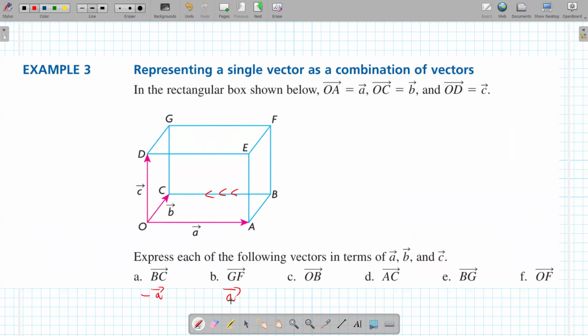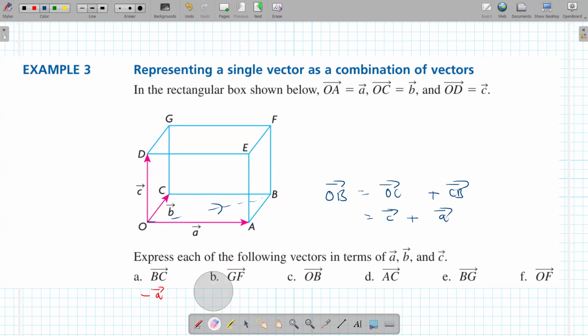OB. Now it's a little bit tricky because now you have to combine vectors. OB is going this way. So OB is what plus what? You can write that as a combination of two vectors. OC plus CB, and OC is denoted by C. What about CB? Which vector is CB? A. A, exactly. And there you go. That's the answer to OB.